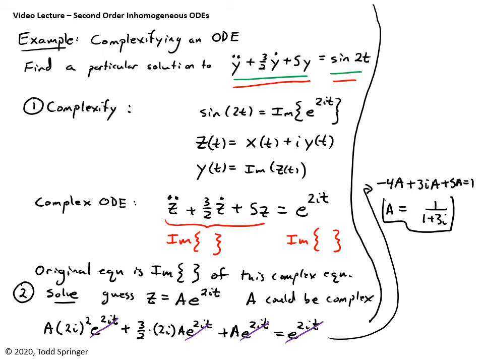So I was able to find a particular solution, which is this one, by guessing a e to the 2it, by matching this side, because that side is an exponential. If I have e to something, I just guess e to something times a constant, and the constant turns out to be 1 over 1 plus 3i. So that was pretty easy to find that particular solution. So I made it easier by looking at the complex ODE. But we're not done yet, so now I have to do step 3, which is to go back and find y.